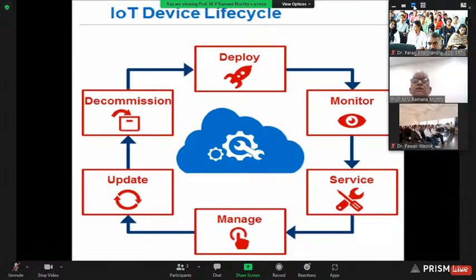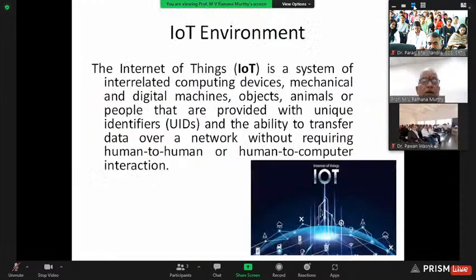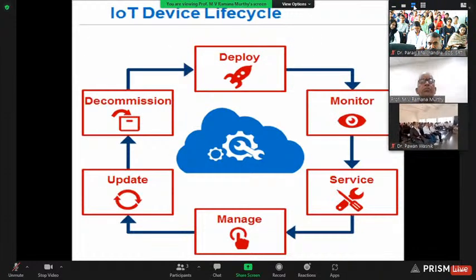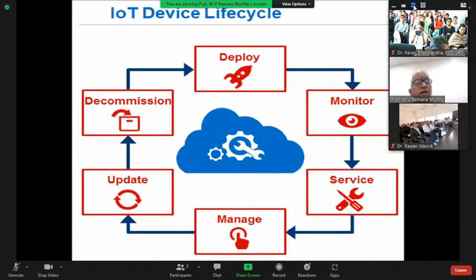Let's see this now. When you want to go here, you need to know there are about 5 components, 2 components on this side and 2 components on the other side, and you need to bridge them in order to deploy. The first includes how you can monitor, how you can give the services, how you can manage, how you can update, and how you can decommission, and then immediately the question of deployment will arise.